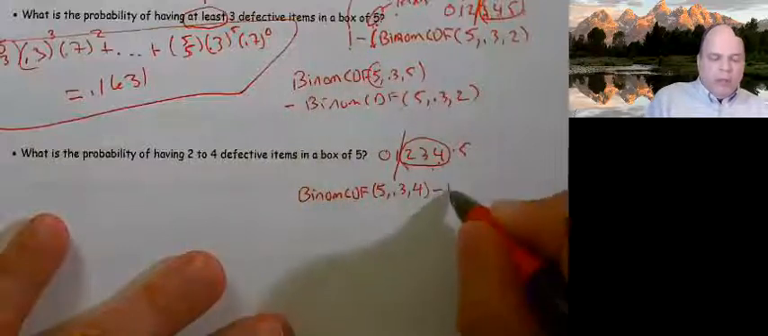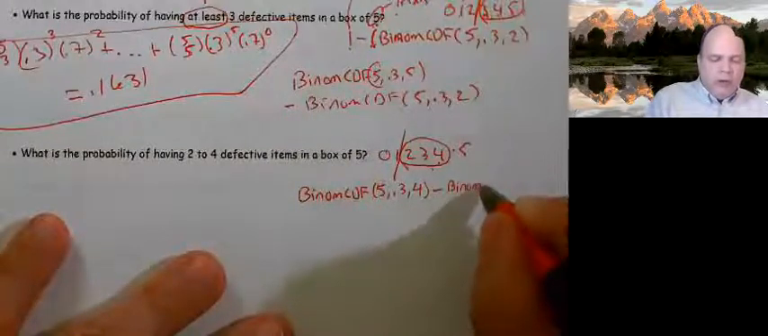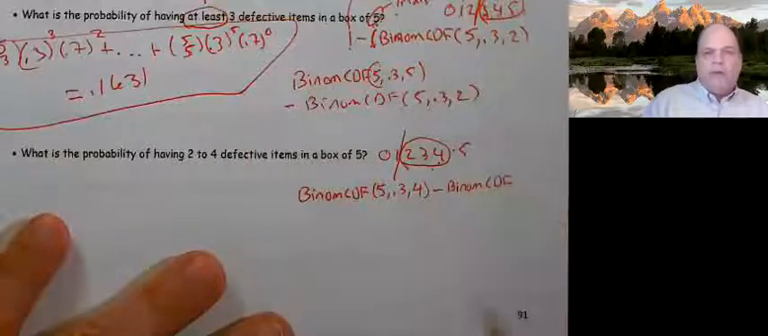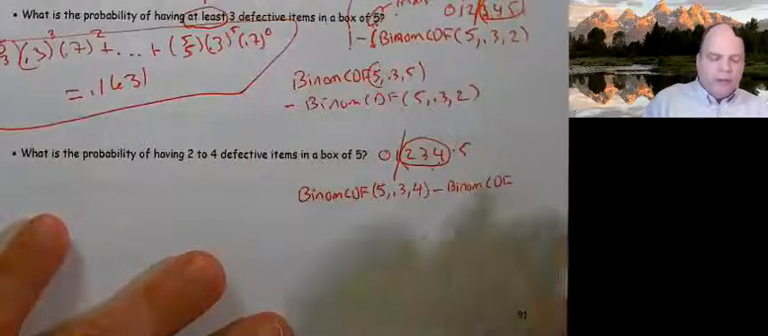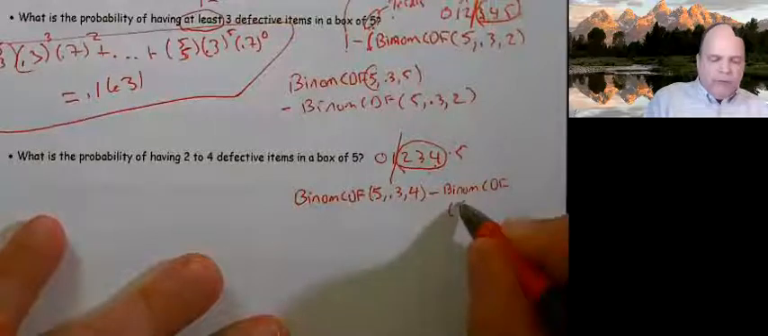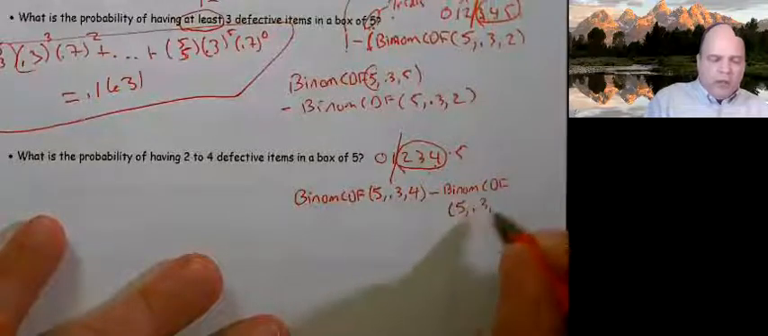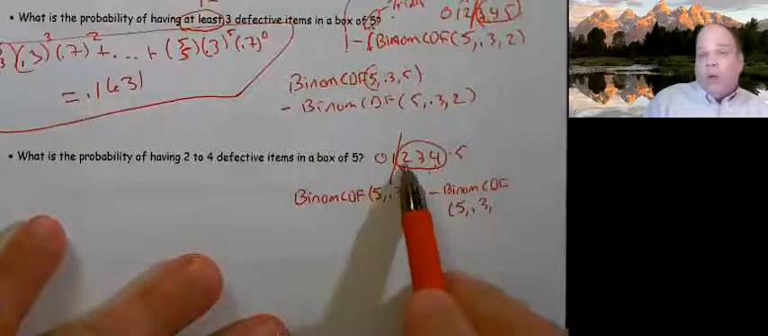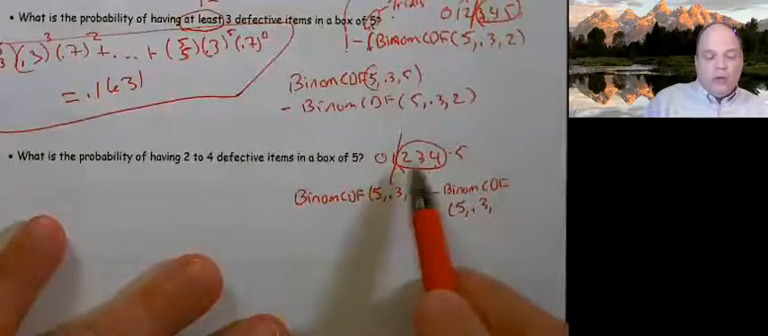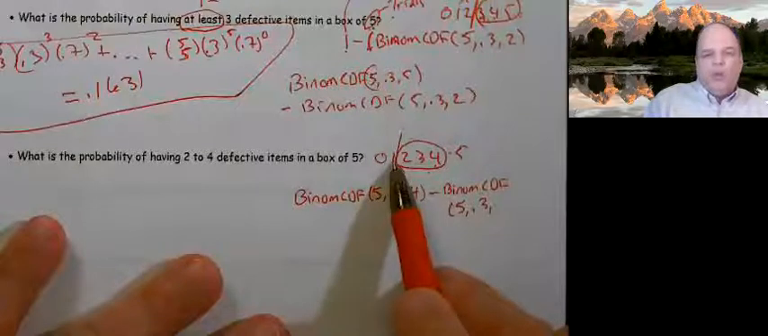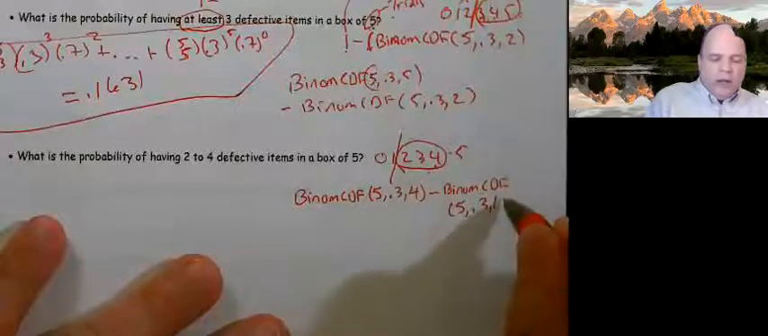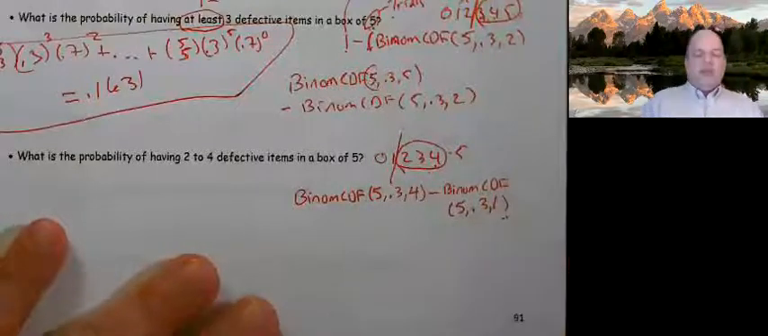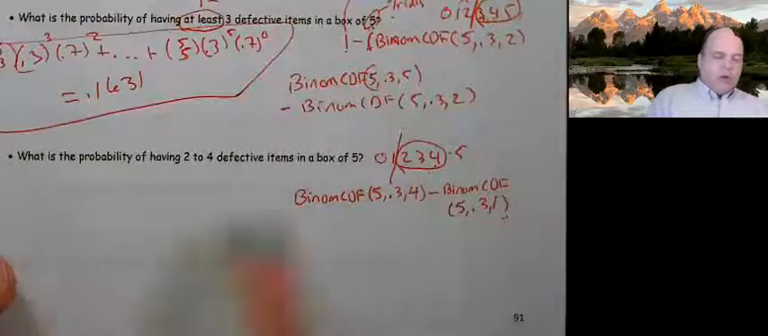Now we're going to have to do a binomial CDF of 5 trials, probability is 0.3, and we're subtracting the highest value I don't want. I want 2, 3, and 4, so the highest one I don't want is a 1. So this X is a 1. All right? So work shown. It's the sum of the PDFs.